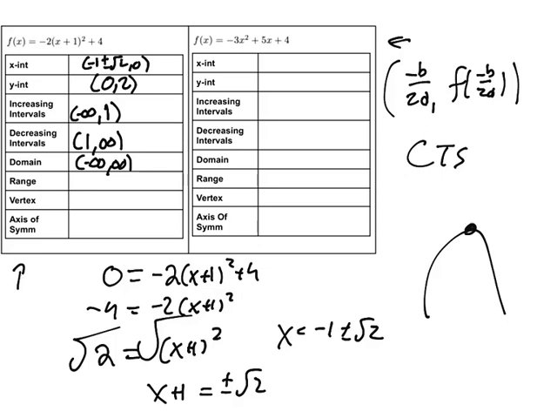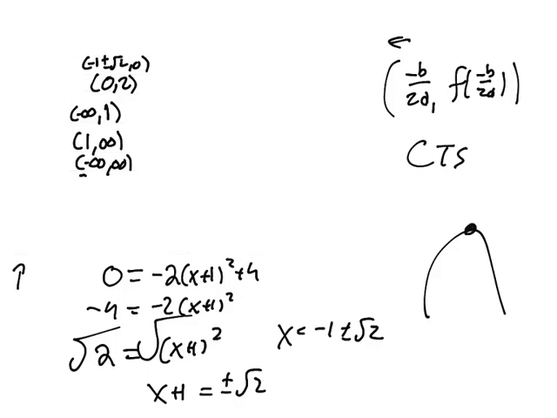The range is the vertex value, the k, so the k value in this is 4, so this function is going to go from, whoops, no, I deleted it. It's going to go from, sorry, I can't bring that back, but it's going to go from negative infinity up to negative 4, and we're going to include negative 4.